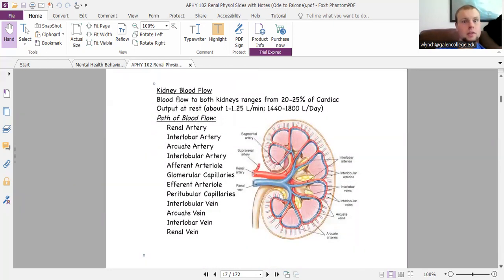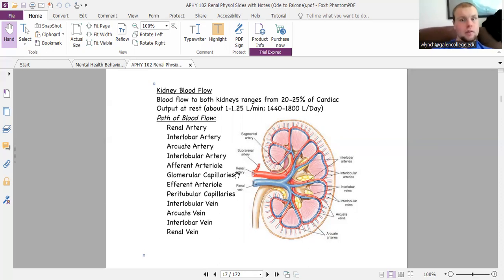All right, so blood flow into the kidney is going to come from two vessels. We have the renal artery coming in, and we have the renal vein going out. Blood flow to the kidney is going to be very large. We're going to have about 20 to 25% of the cardiac output at rest going to the kidney, which is about 1 to 1.25 liters per minute. So we're going to start with the renal artery.